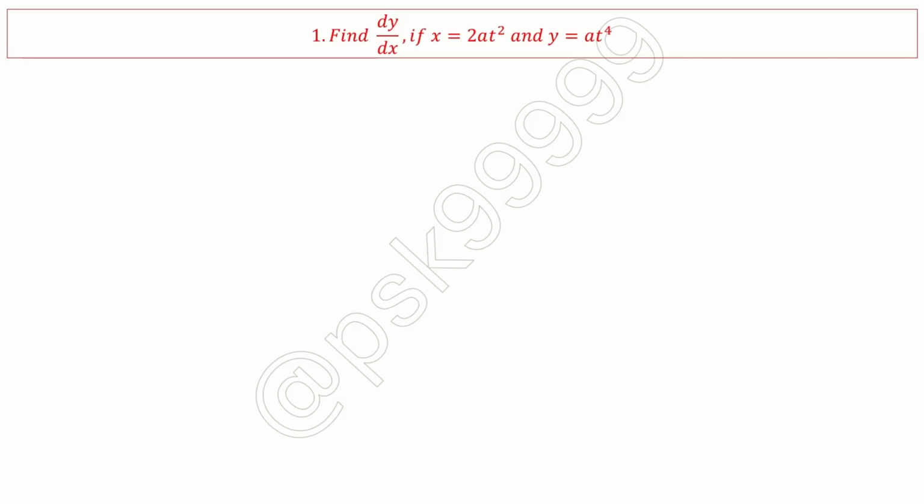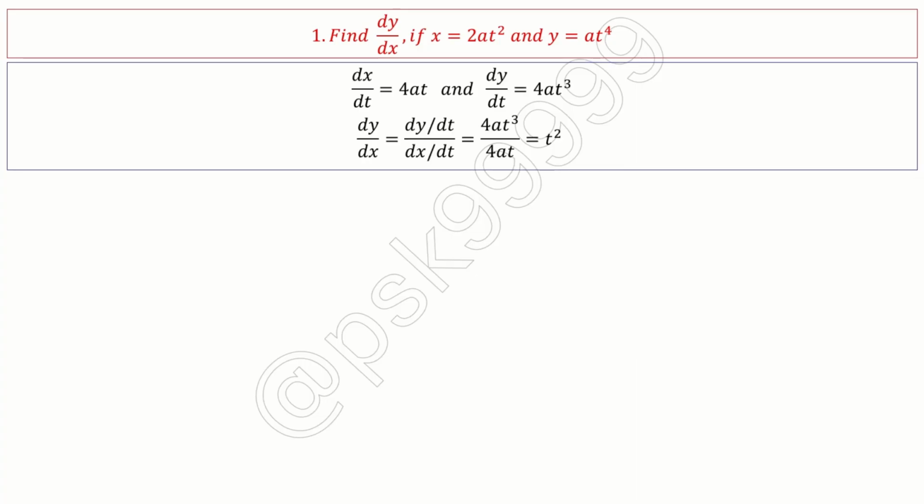Exercise 5.6. Very simple. x equals 2at square, y equals at to the power of 4. So you will differentiate individually and then divide. Correct. So dx by dt is 4at, dy by dt is 4at cube. So my dy by dx is nothing but 4at cube by 4at, which is t square, right?